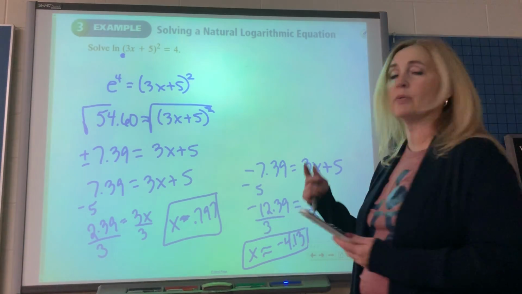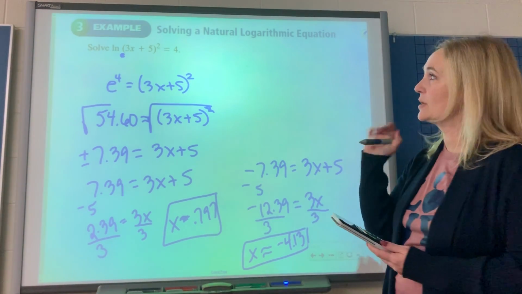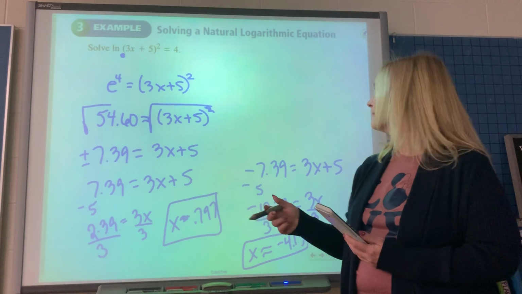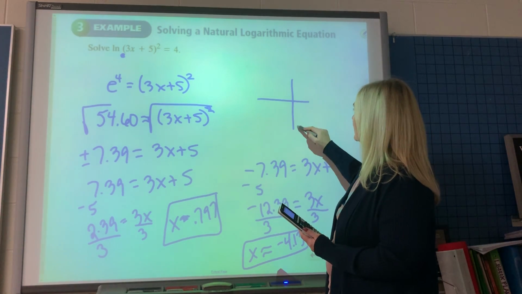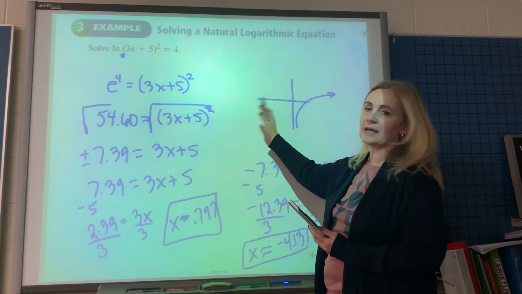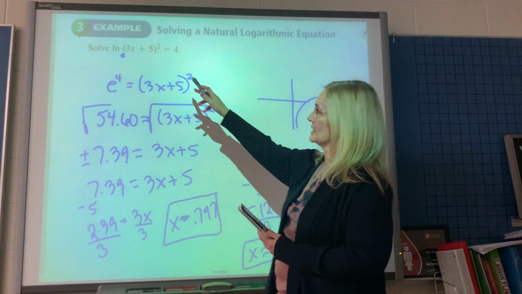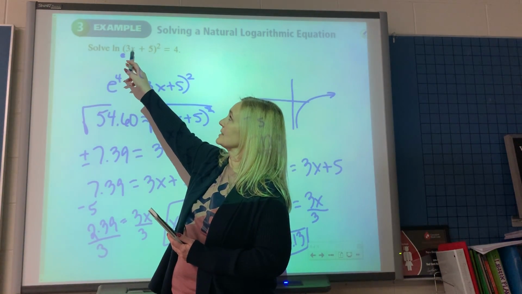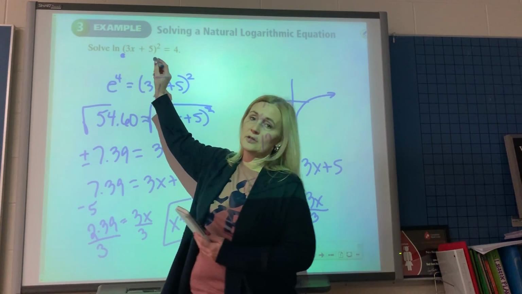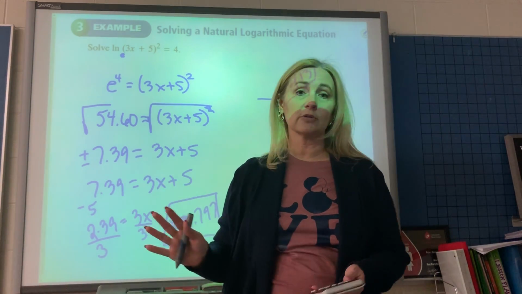You do want to make sure you plug them in and make sure that they do work, because you can't take the ln of a negative number. If you remember what the graph of the ln looked like, that means there's no negatives in the domain, so you can't take the ln of a negative number. But when you put this in here, whether you put negative or positive, it is going to get squared, so it's not going to be negative. So you're okay. Both those answers do work.